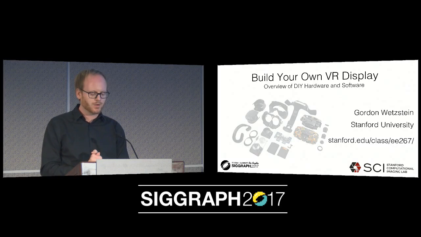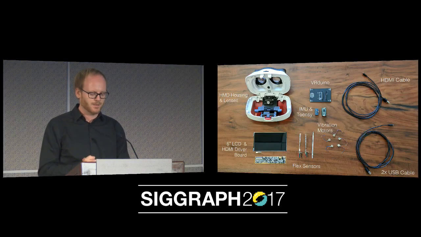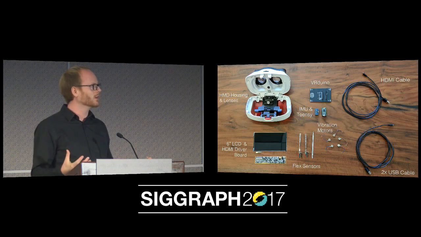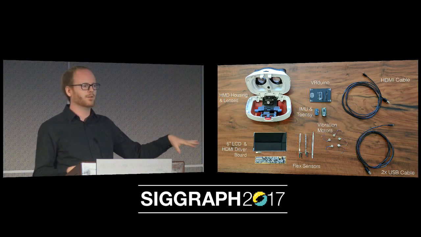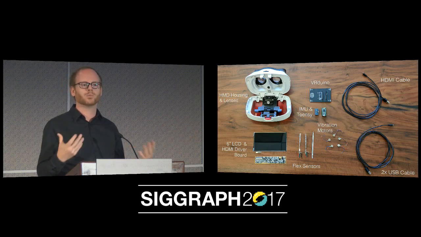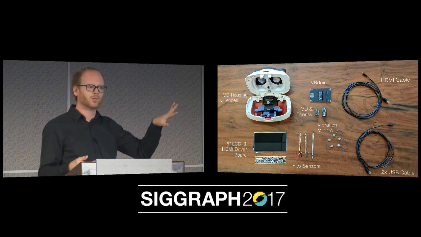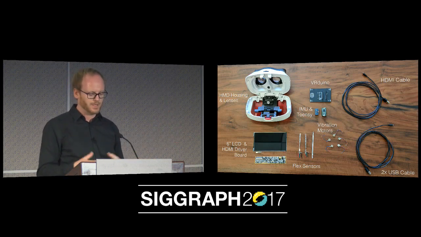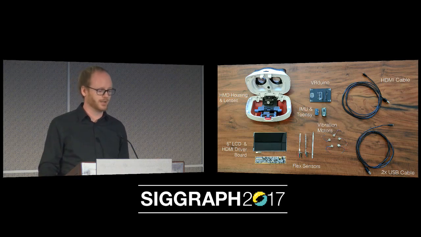All right, so let's talk a little bit about the hardware and the software that we're using for this class. Basically, every student gets a VR kit. We have the detailed list in the following and also on the website. So if you want to reproduce this, you can just go on the website and order all these parts. We have a head-mounted display housing and lenses. We have a small LCD that's pretty high resolution, has an HDMI driver board, so you can just hook it up as an external monitor to any computer.